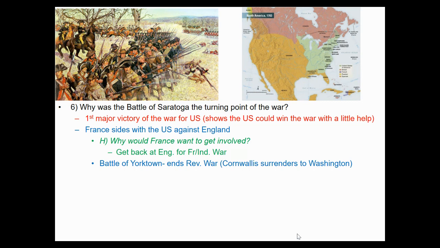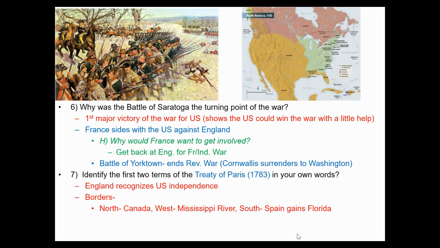Now, another battle that ends the war is the Battle of Yorktown in Virginia. And this is when Cornwallis surrenders to Washington. Now, the Treaty of Paris of 1783, another Treaty of Paris. There's the Treaty of Paris of 1763, which ended the French and Indian War, and another Treaty of Paris in 1783, which ends the Revolutionary War.